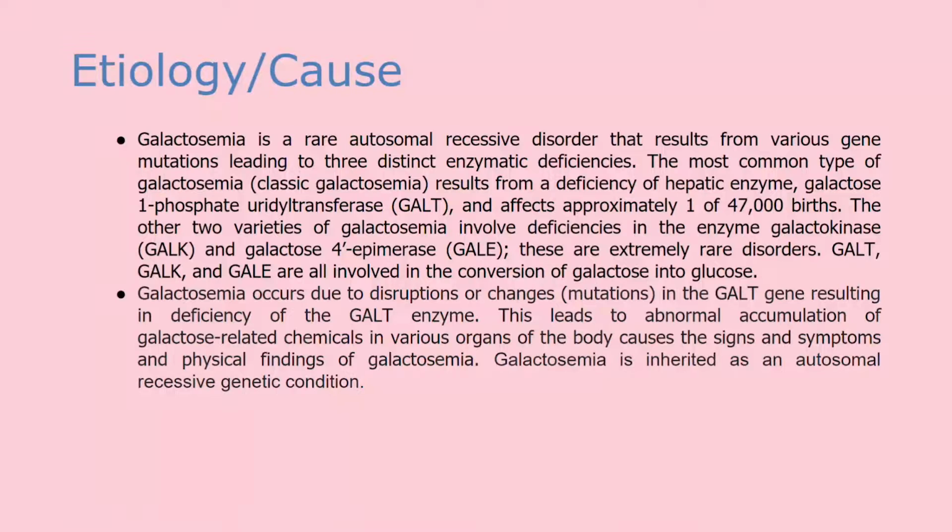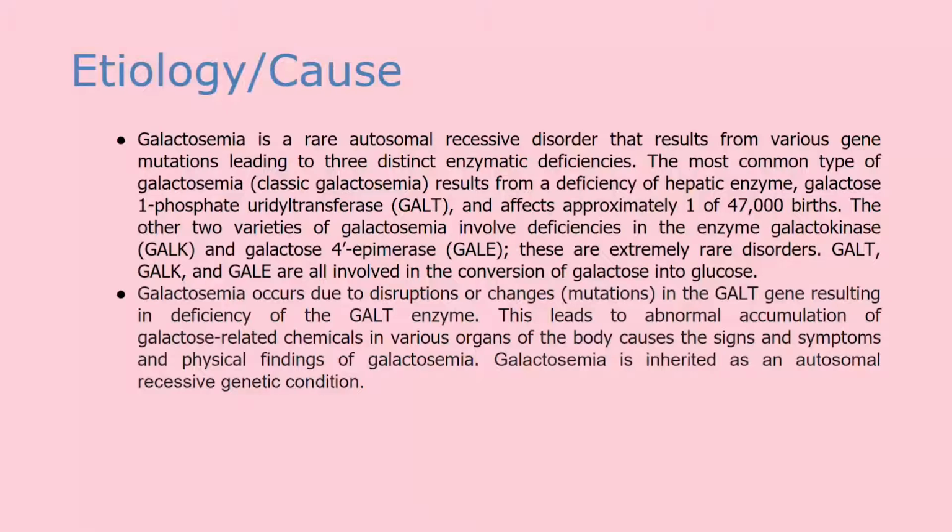For etiology and cause, galactosemia is a rare autosomal recessive disorder that results from various gene mutations leading to 3 distinct enzymatic deficiencies. The most common type of galactosemia is classic galactosemia. It results from a deficiency of the hepatic enzyme galactose-1-phosphate uridyl transferase and affects approximately 1 of 47,000 births. The other two varieties of galactosemia involve deficiencies in the enzymes galactokinase and galactose-4-epimerase. These are extremely rare disorders, all involved in the conversion of galactose into glucose.